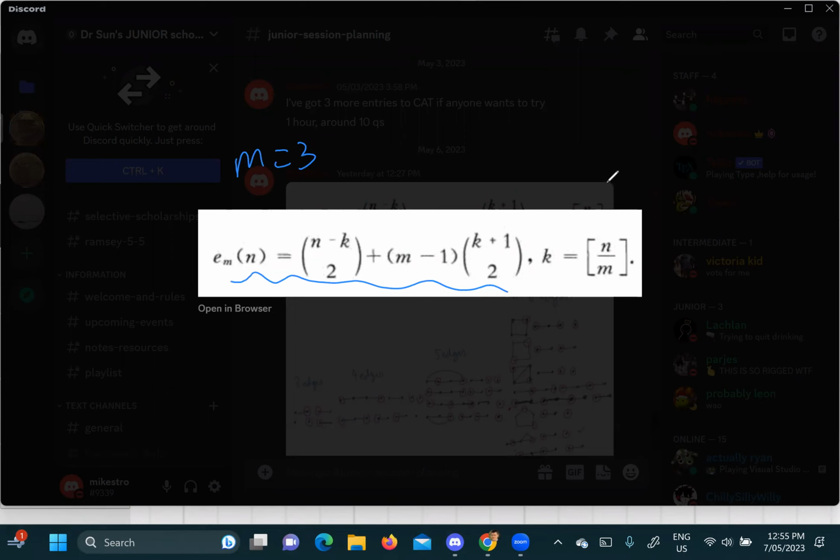So in our case, let's say there are 8 vertices. Then this k becomes 2. Then you have k plus 1 choose 2, which is 3. M minus 1 is 2. And then n minus k is 6, 6 choose 2 is 15. So it's saying it can have at most 21 edges. Does that make sense?